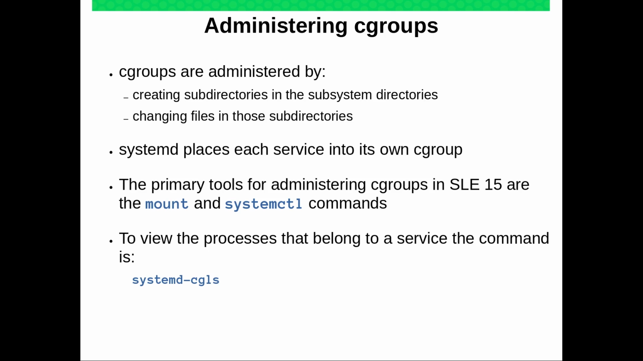Now, systemd places each service into its own C group by default, and it's under a default hierarchy underneath systemd. The primary tools for administering C groups in SLE 15 are the mount and systemctl commands. However, there are other tools available. To view processes that belong to a service, the command is systemd-cgls, so list control groups.